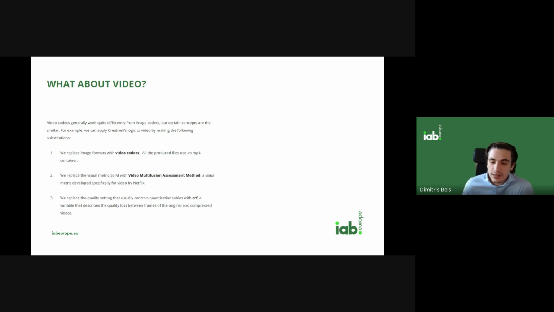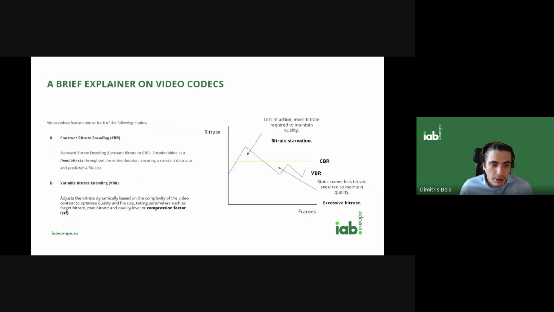Now, to understand CRF, we have to talk a little bit about constant bitrate and variable bitrate encoding. Most codecs will let you do both. Some codecs will only let you do one of the two.